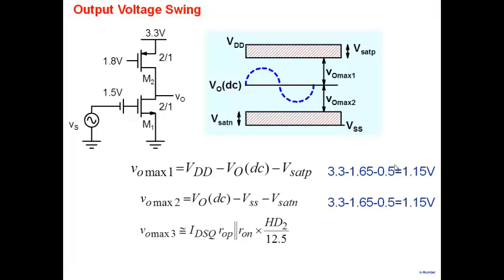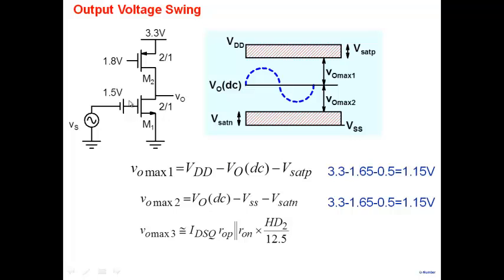So let me show you some calculations. As I said, this is 3.3, this is 0, and we are assuming that it is biased right in the middle at 1.65. So the first limit is 3.3 minus 1.65 V0 DC here, minus the saturation voltage of 0.5. How do I get a saturation voltage of 0.5?